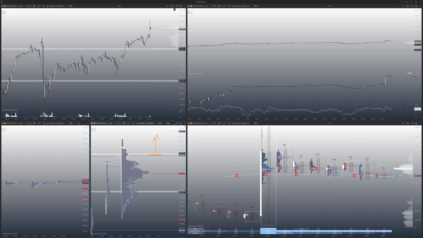How to merge with ATAS? You need to push the plus button. And if you want to unmerge, you need to push the minus button. So that's for the S&P.